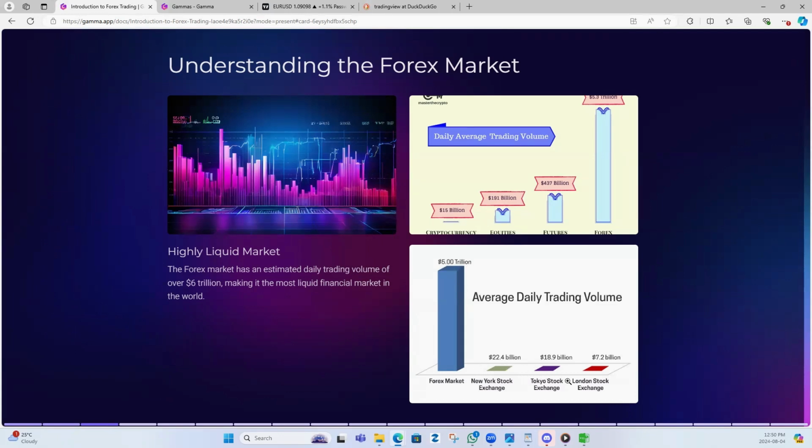If you compare with other markets such as the New York Stock Exchange, it has only 22 billion. Then you have the Tokyo Stock Exchange, which is 18 billion. Then London is 7.2 billion. So by far, it is the largest market in the world, and you can see how massive it is by looking at the volume size. So it provides you a lot of activities to profit from.